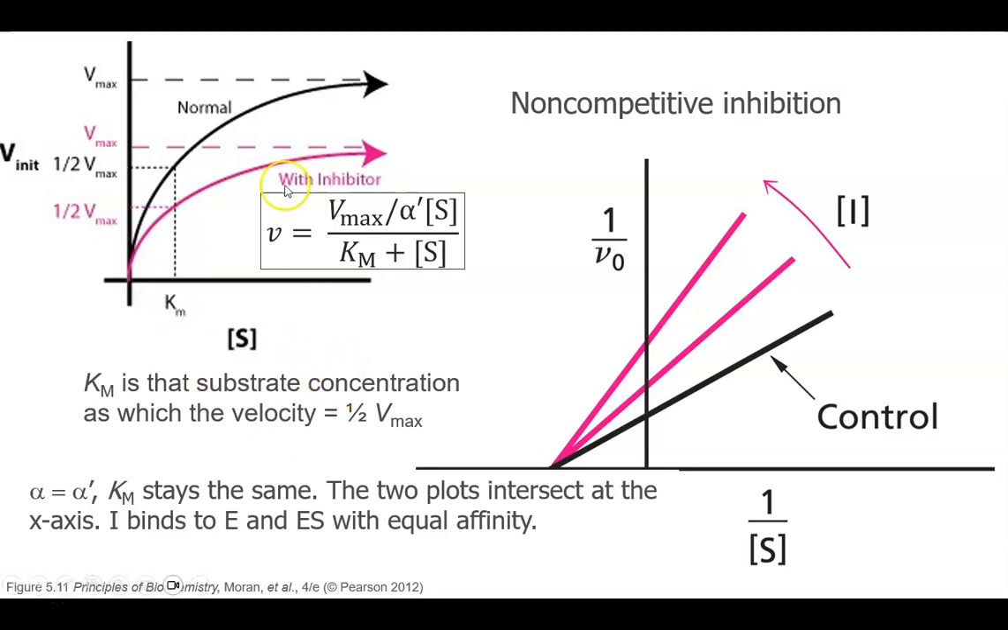And it's the same because with the inhibitor, the Vmax is decreased. So anyway, alpha equals alpha prime. That makes our calculations a little easier. This also tells us the inhibitor binds to the enzyme and the enzyme substrate complex with equal affinity. If it had a preference for one or the other, alpha and alpha prime would not be equivalent.